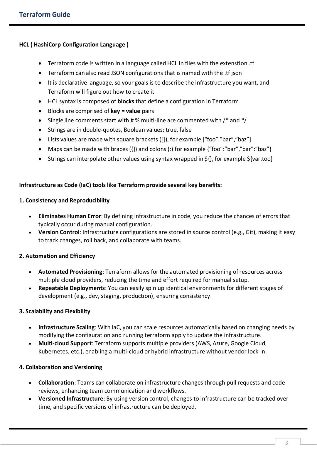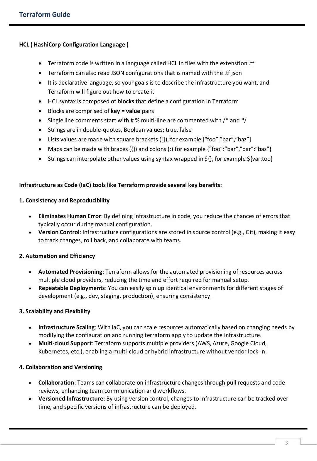Infrastructure as code, IaC, tools like Terraform provide several key benefits. One: consistency and reproducibility, which eliminates human error. By defining infrastructure in code, you reduce the chances of errors that typically occur during manual configuration. Version control: infrastructure configurations are stored in source control, for example Git, making it easy to track changes, roll back, and collaborate with teams.